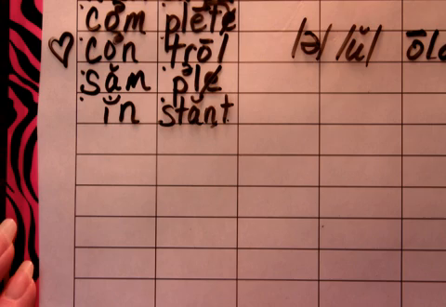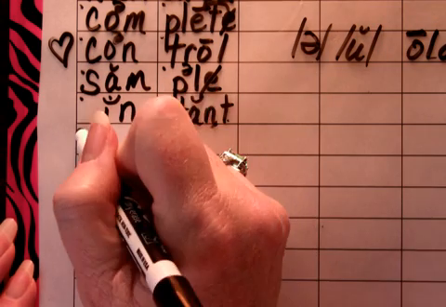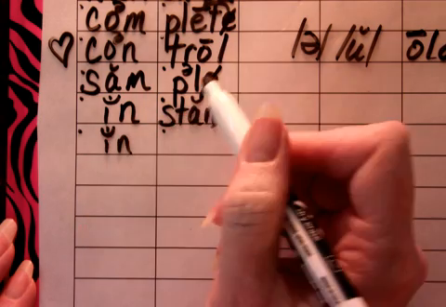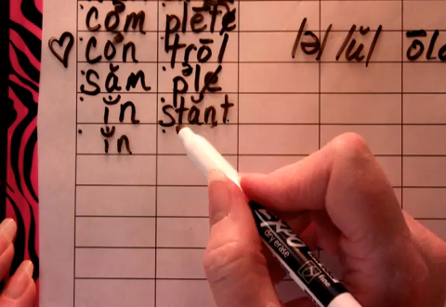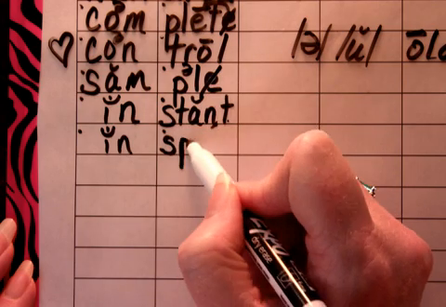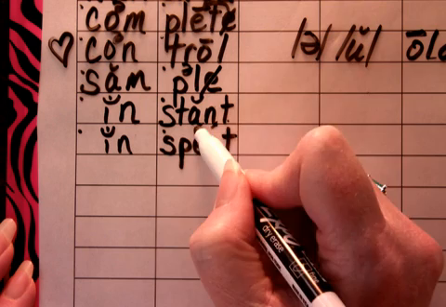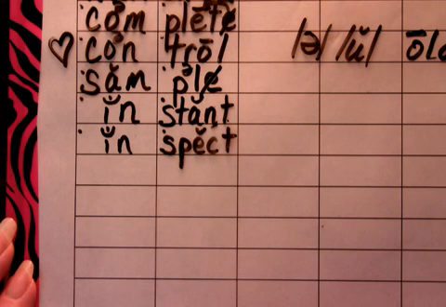The next one is inspect. Inspect. In, closed syllable, vowel is short. Spect. S-P-E-C-T. The vowel is short. It's a closed syllable. Inspect.